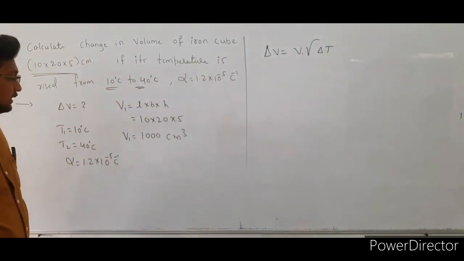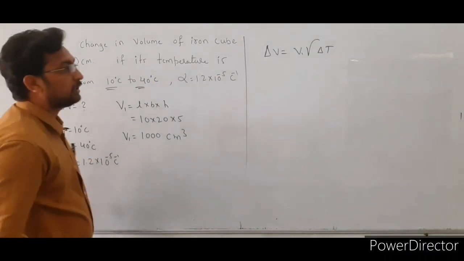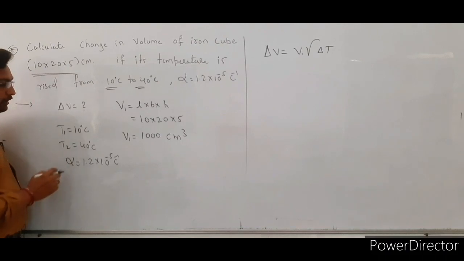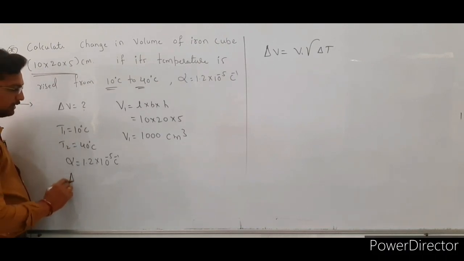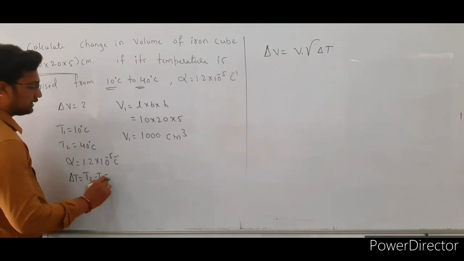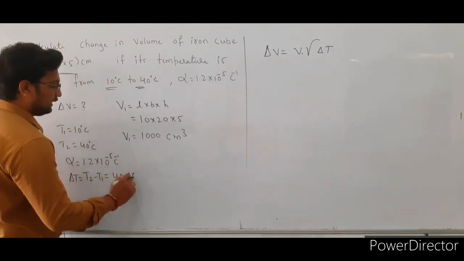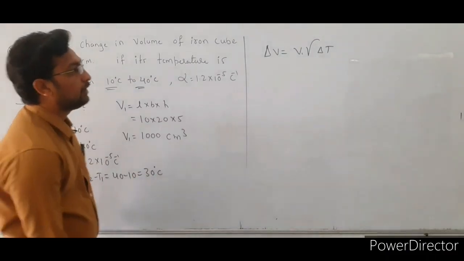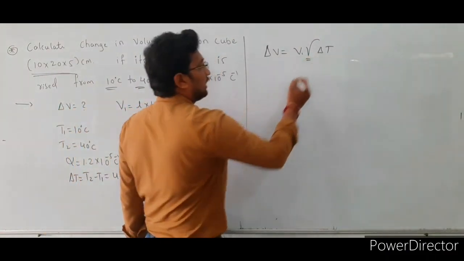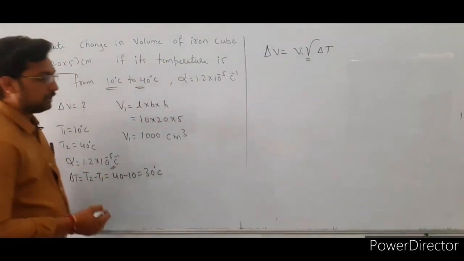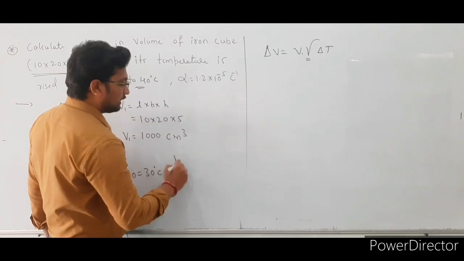Here the initial volume is known, that is 1000 cm³. The initial temperature is 10 and the final temperature is 40, so the change in temperature is T2 minus T1, which is 40 minus 10, equal to 30 degrees Celsius. So how do we find the gamma value? In this case the alpha value is given, and with the help of this alpha value we are going to find the gamma value.